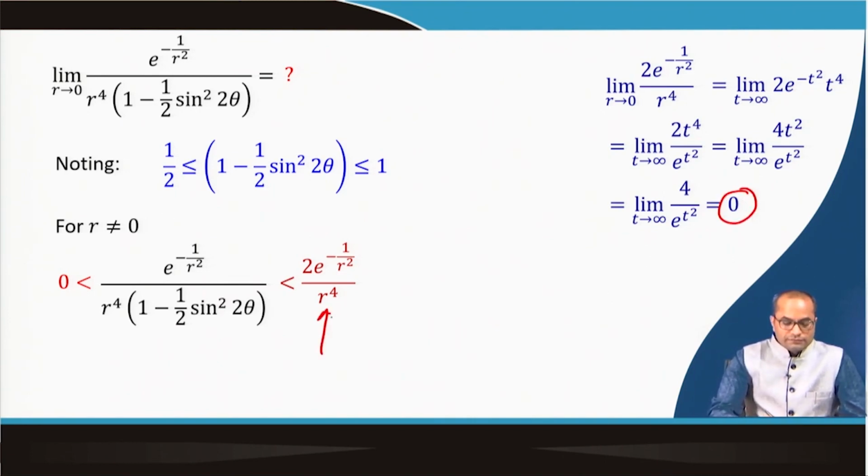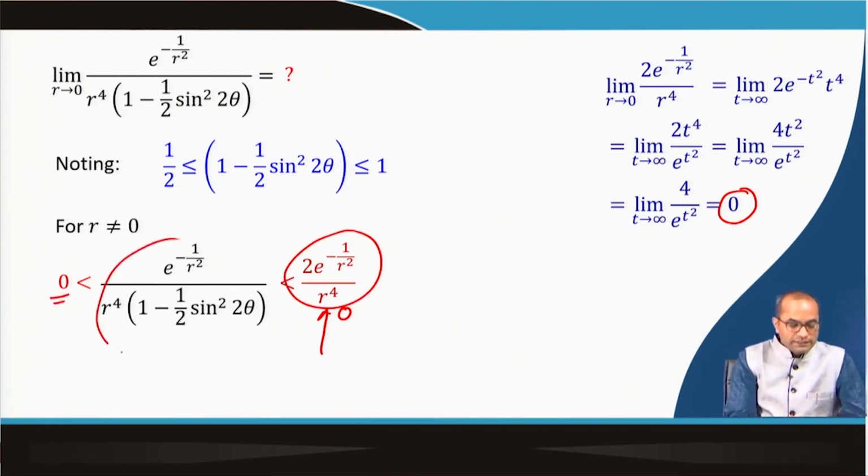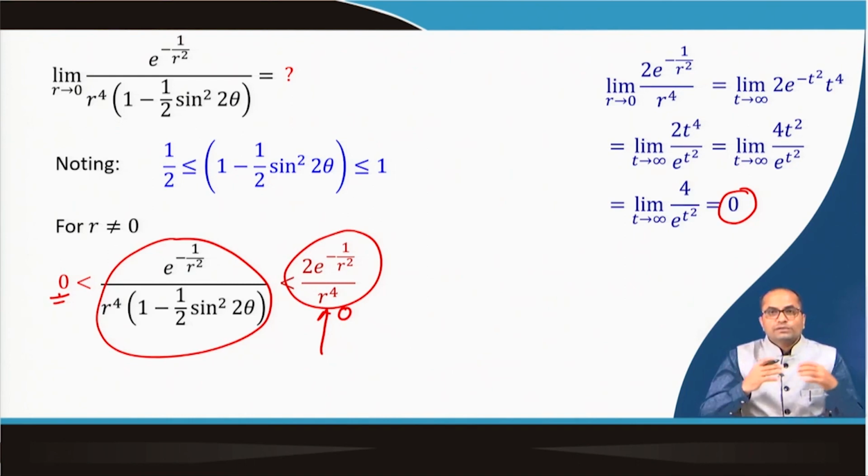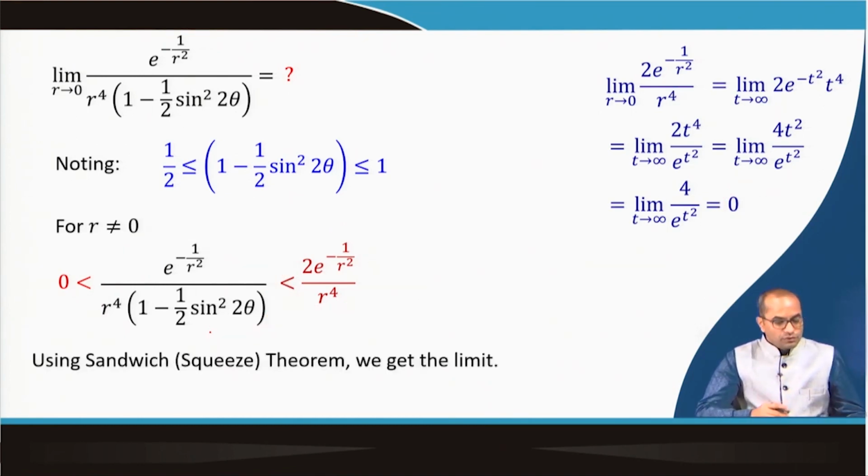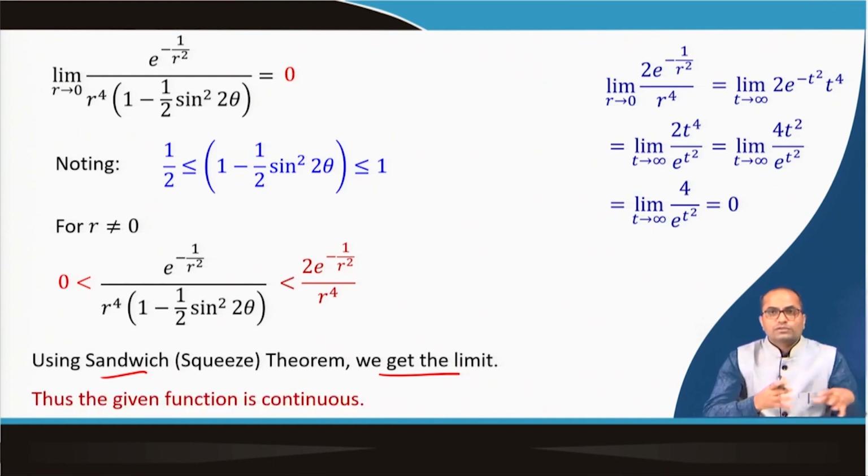So, on this side we say that when r approaches 0, this is going to 0, and here we have already 0. So, this quantity is bigger than 0 and less than something going to 0. This is the sandwich theorem which we can apply now. It means that the limit of this term has to be 0. So, using the sandwich theorem we get the limit, and hence this function which was asked for continuity is continuous, because now the limit is 0 and the function value is also 0.